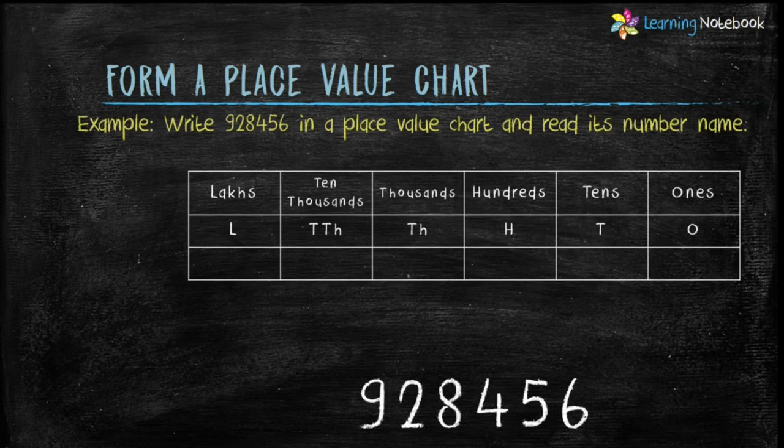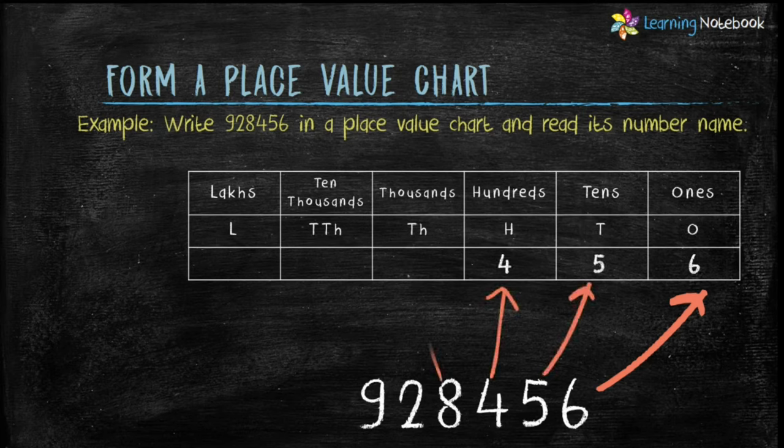Here, starting from the right, since 6 is at 1's place, let's put 6 at 1's place in the place value chart. Now 5 at 10's place, 4 at 100's place, 8 at 1000's place, 2 at 10,000's place and lastly 9 at lakhs place. This is how we make a place value chart for a 6-digit number.